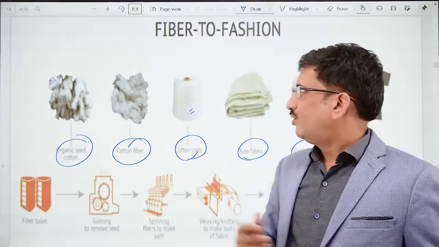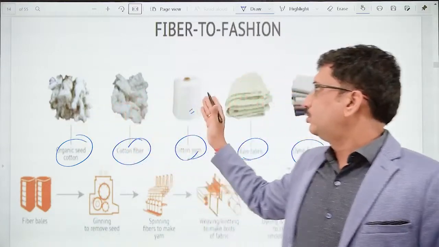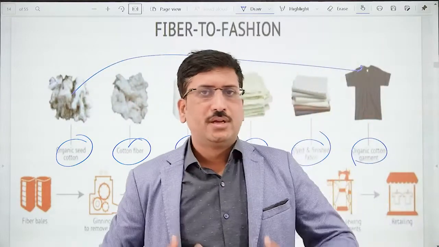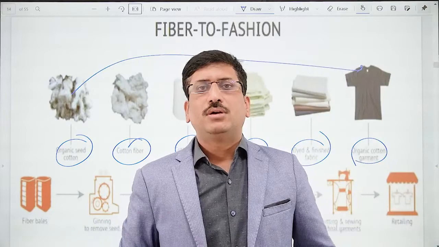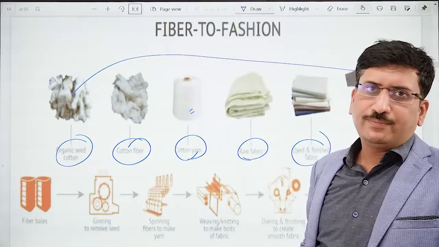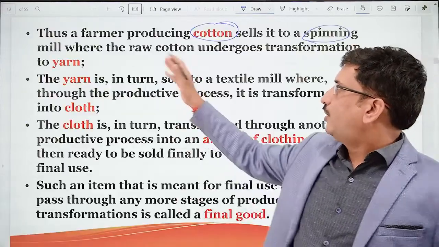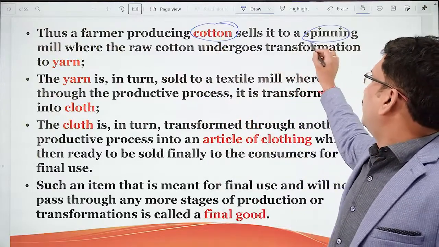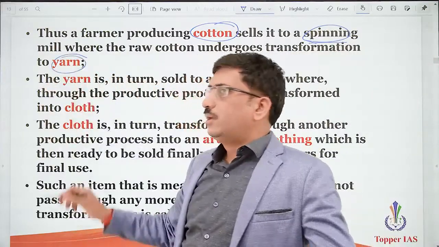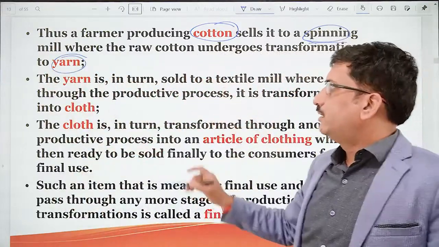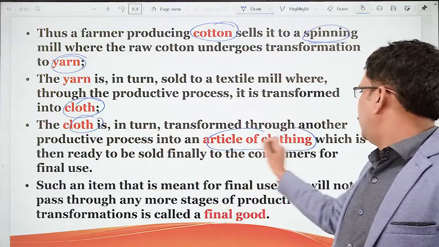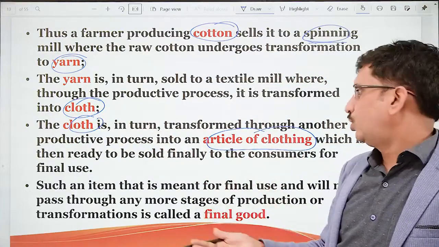If you are wearing this, see, this is also a good, this is also a good, but this is transformed into a t-shirt. This thread is transformed into a coat, right? So this is fiber to fashion. We need to understand that a farmer produces cotton, then it is sent to the spinning mill, where the raw cotton undergoes transformation to yarn. Now this yarn in turn is sold to the textile mill, then the yarn is converted to cloth. Then cloth is converted into a shirt, pant, or whatever, correct?